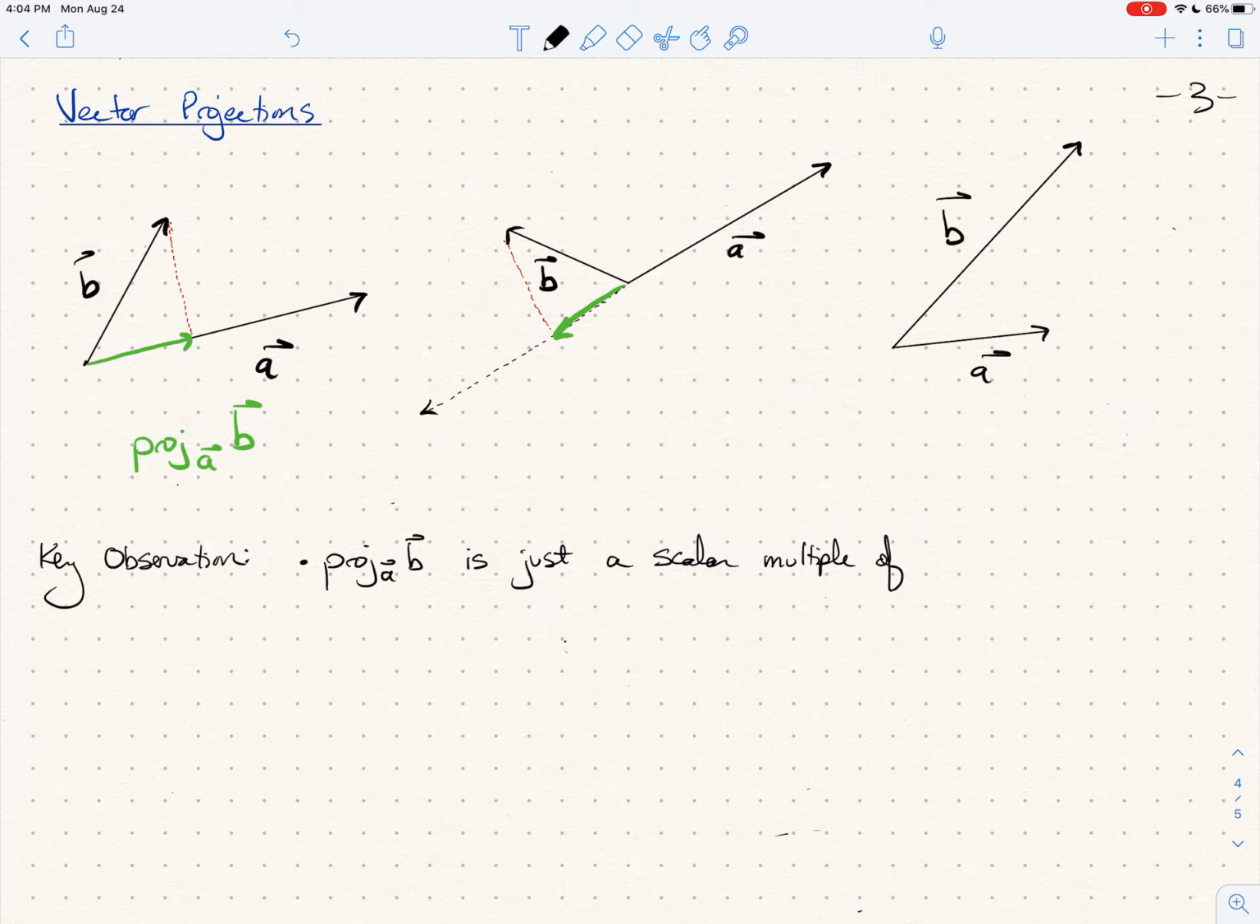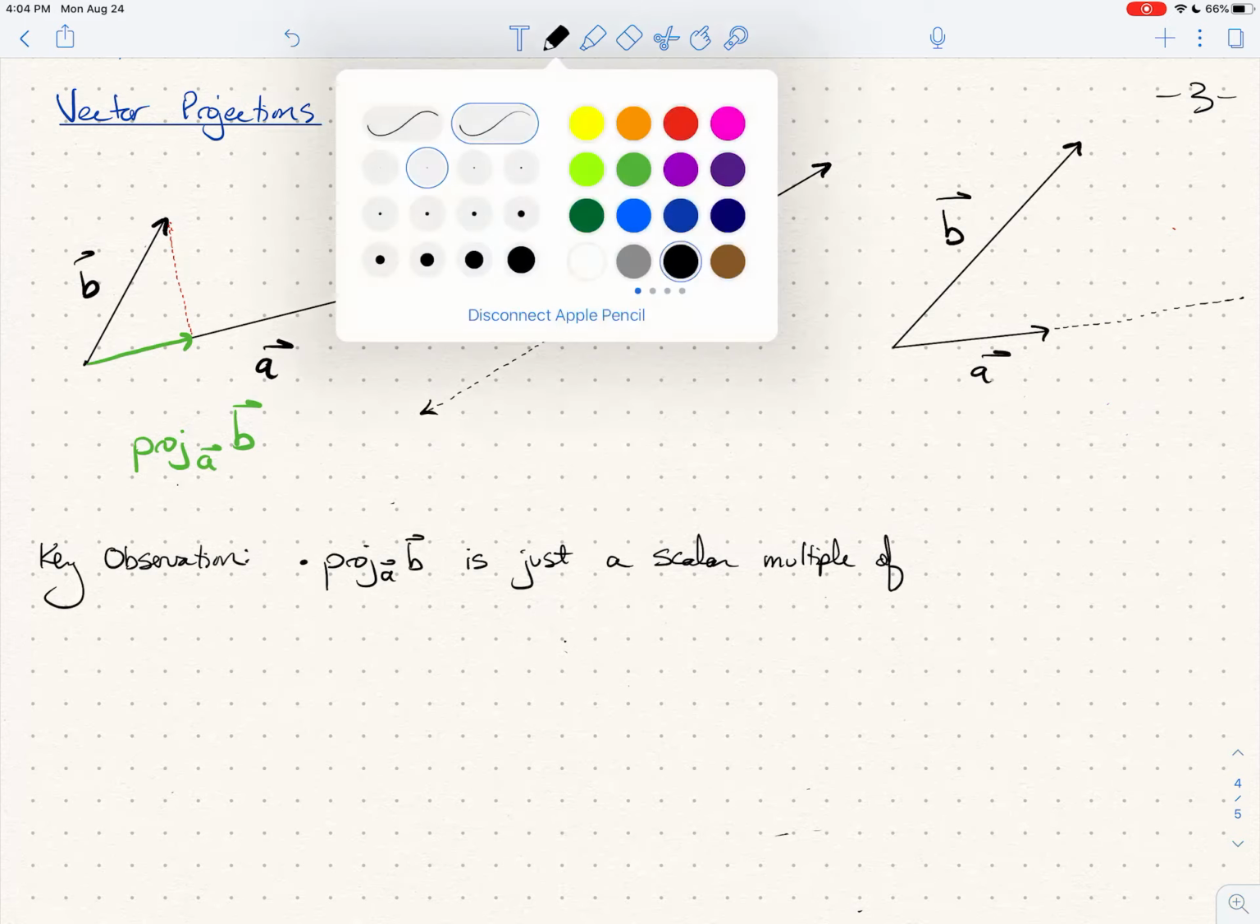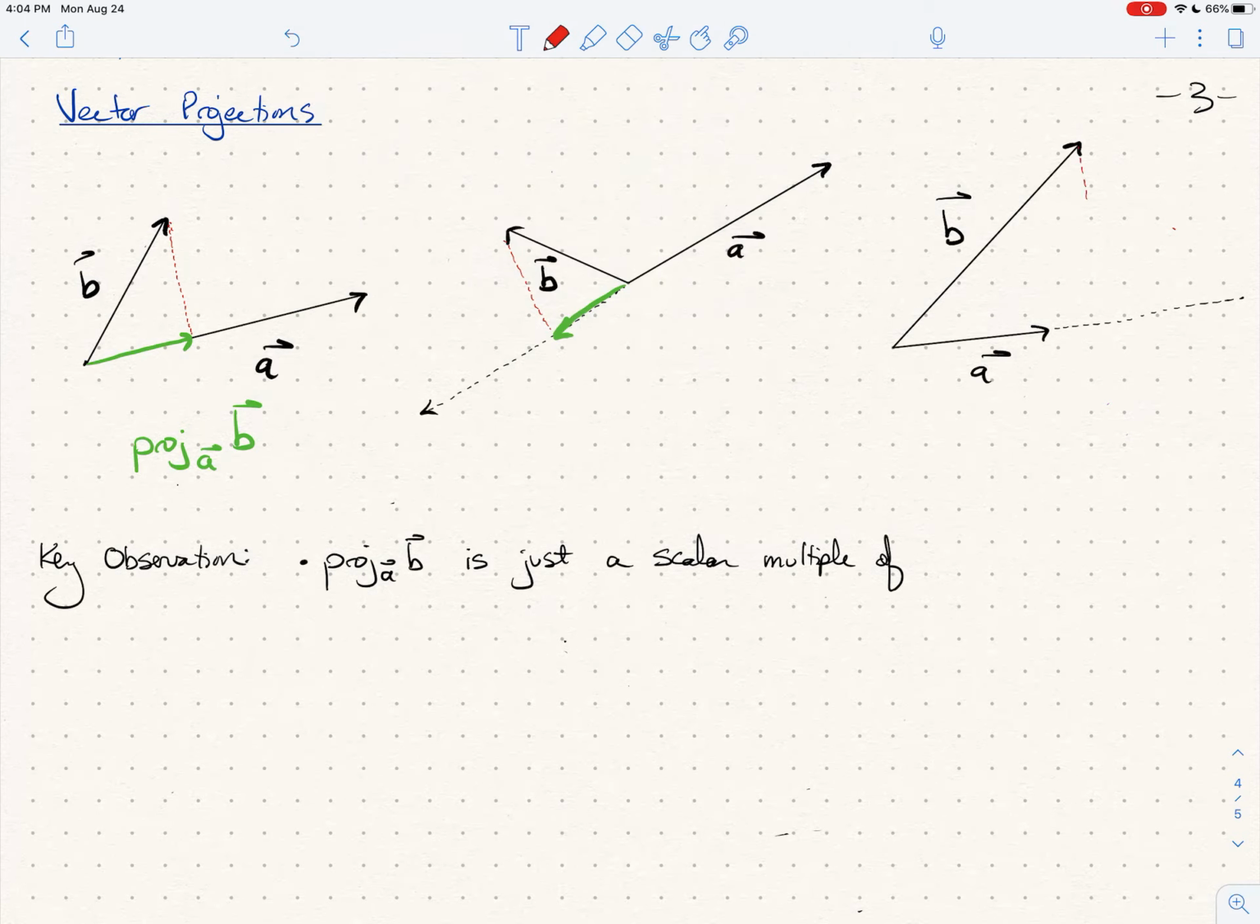It's kind of hard to draw a 90-degree angle that intersects. Well, you just extend A out a little bit, right? Imagine A extending, and now you can drop that perpendicular off of B and form a 90-degree angle, and that allows you to conclude that this vector right here is actually the vector projection.